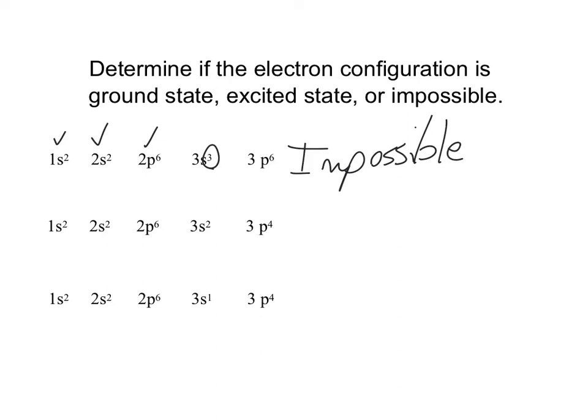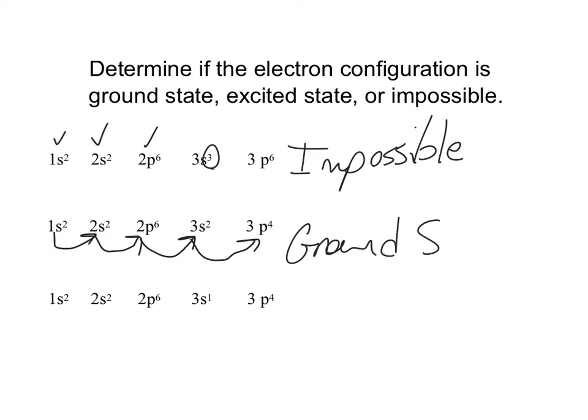Let's look at the next guy, 1s2, 2s2, 2p6, 3s2, 3p4. I fill 1s first. I fill 2s next. I filled 2p, then moved on. I fill 3s and then move on. 3p4, I'm allowed to have 4 electrons in p. It's not full, but you are allowed to have 4 electrons there. Remember, the maximum for a p is 6, which means I followed all the rules. That's a ground state. Every rule is followed.